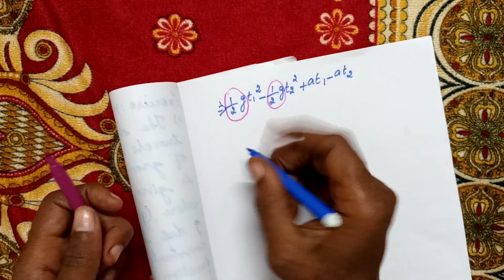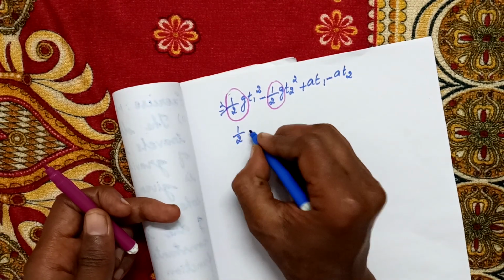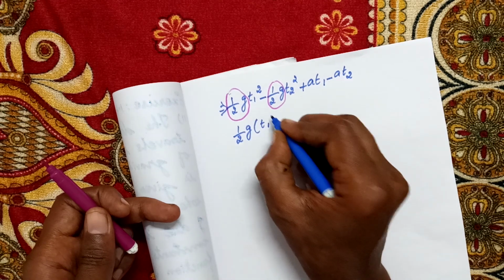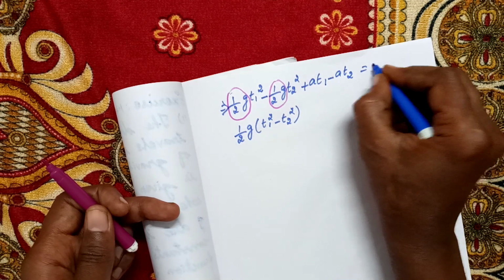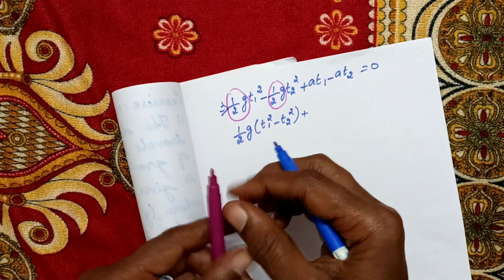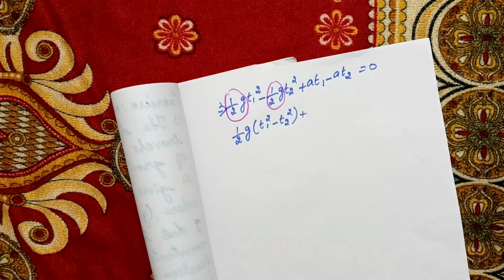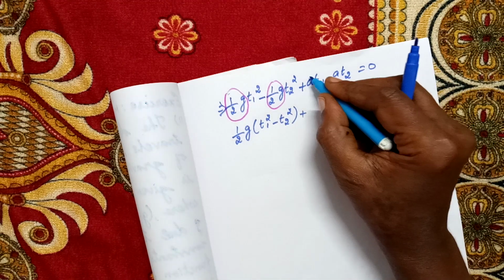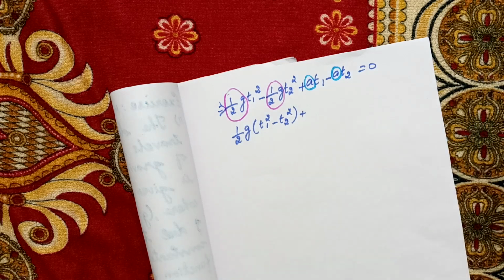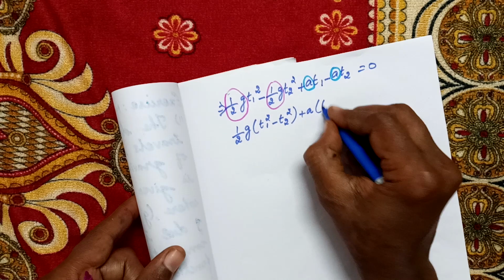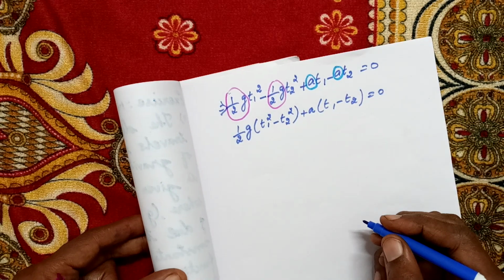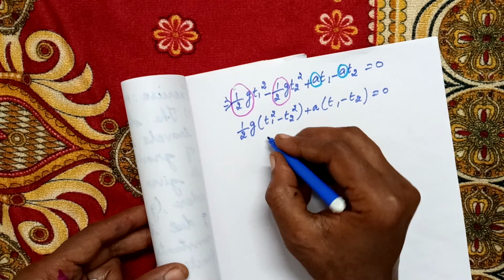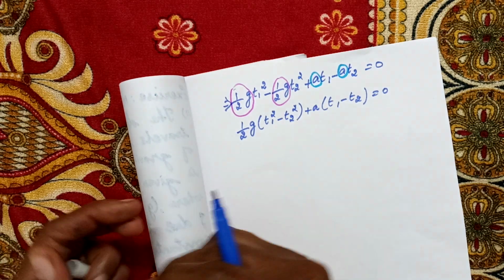Take it outside. So ½g into (t1² minus t2²) equals 0. Next, here in both the terms, a is common. If we take a outside, a into (t1 minus t2) is equal to 0. Clear? Any doubt here?